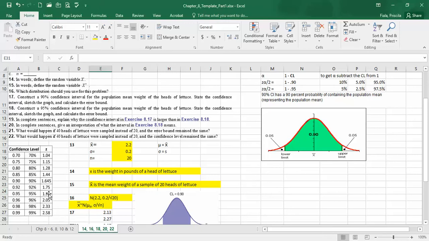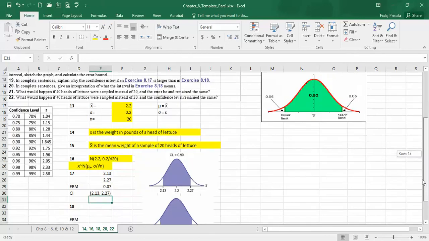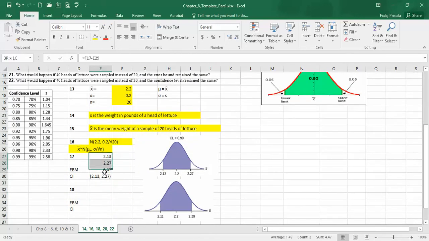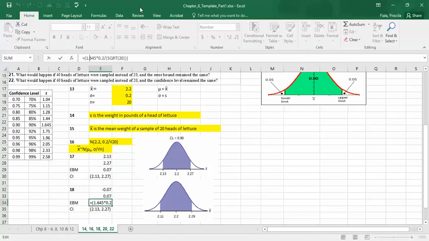Set 95% is 1.96. The fastest way is just to Control C. I'm copying this. I'm going to Control V, paste right here, and I'm going to modify. So right here, for 95% it is 1.96. Nothing else is going to change.